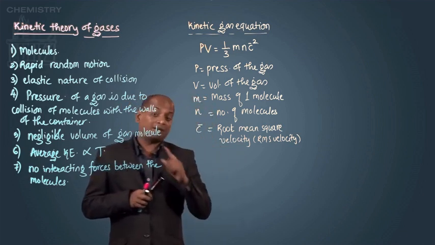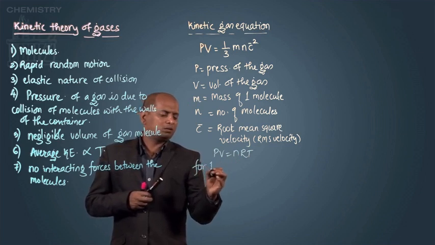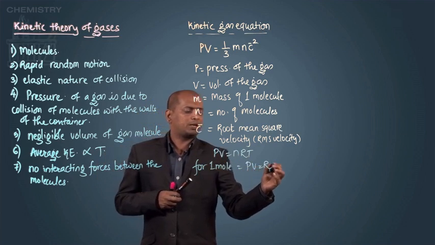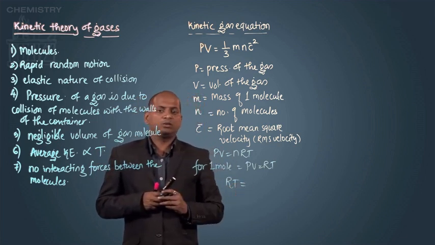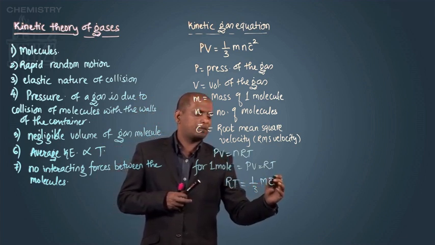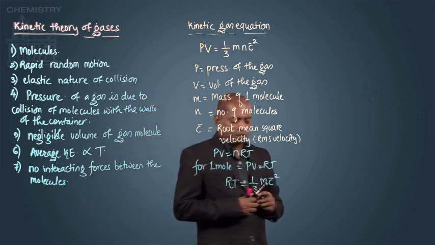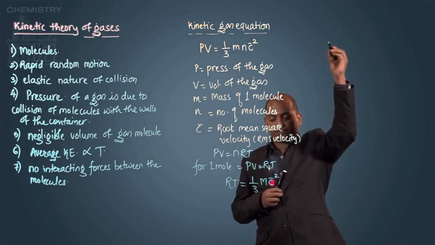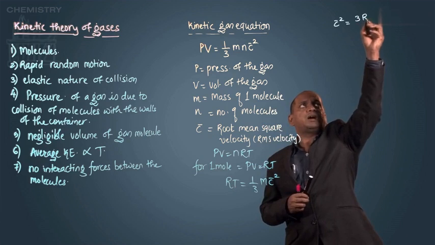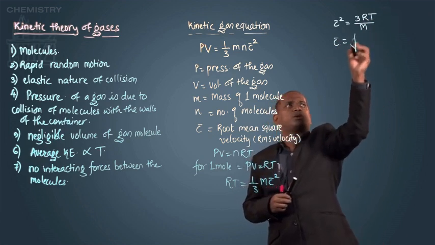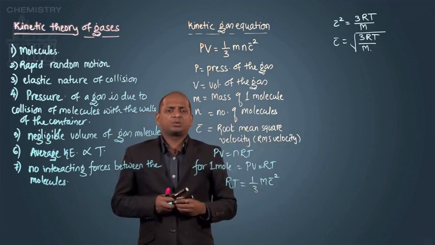Now, if we compare this equation with our ideal gas equation, what is that equation? PV is equal to nRT. So if we compare for 1 mole, we can write PV is equal to RT. So the equation becomes RT is equal to 1 by 3 m c bar square. Here m becomes the molar mass of the gas. Further we can write c bar square is equal to 3RT upon m. So c bar is equal to square root of 3RT upon m. This is the equation for the root mean square velocity.